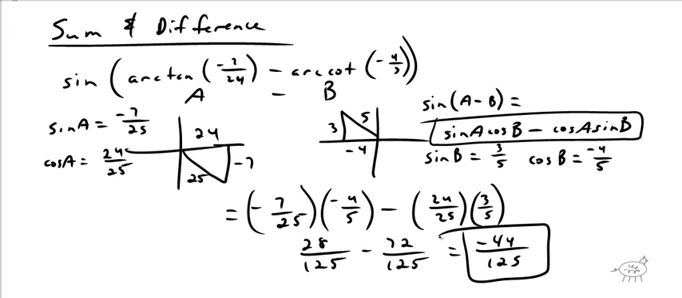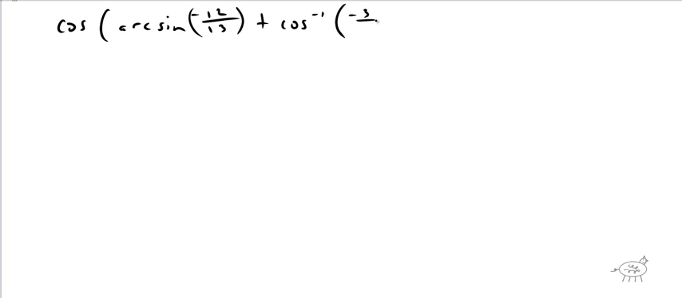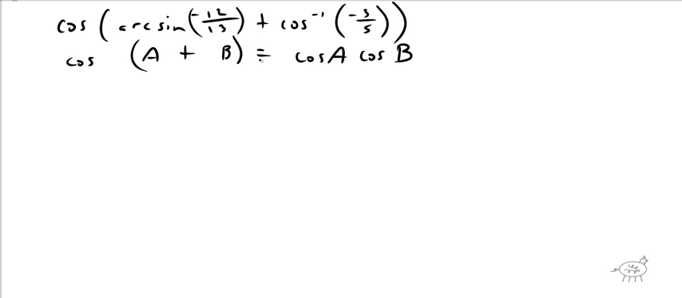Not that bad. Okay, let's just do one cosine, just to refresh your brains with cosine. Cosine of the arc sine of negative 12 over 13 plus inverse cosine of negative 3/5. Okay, so again, you recognize this, of course, as cosine of A plus B. And let's recall it, right? That's cosine of A, cosine of B, opposite sign, sine A, sine B.